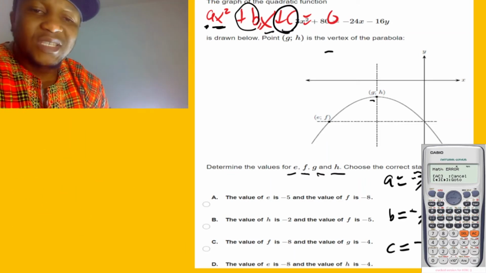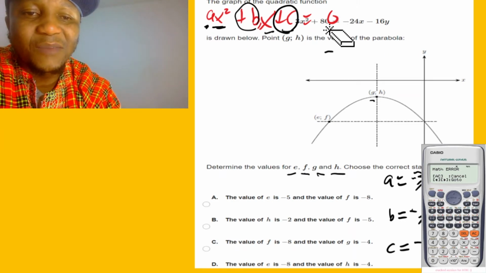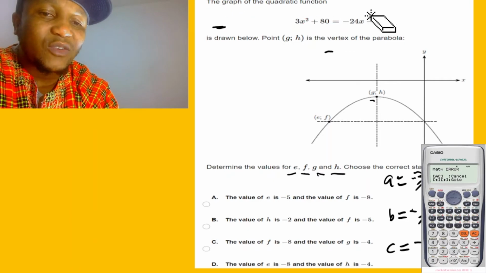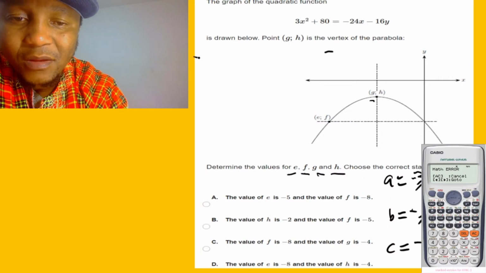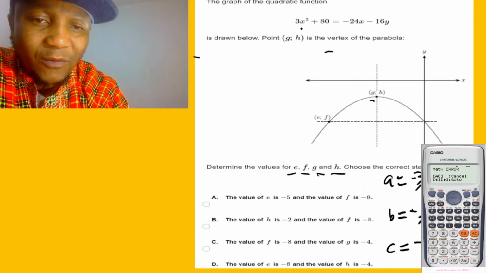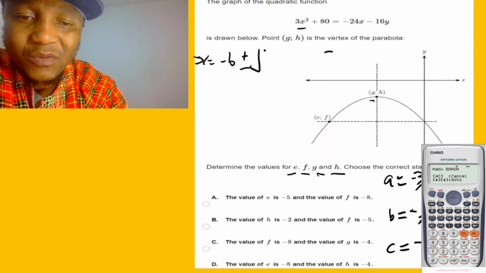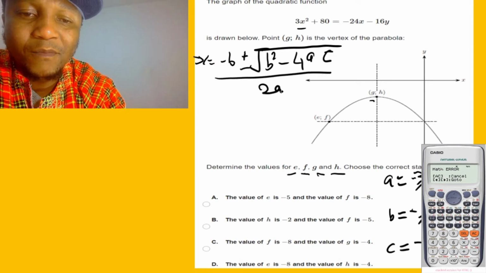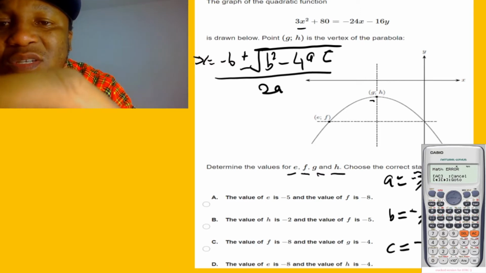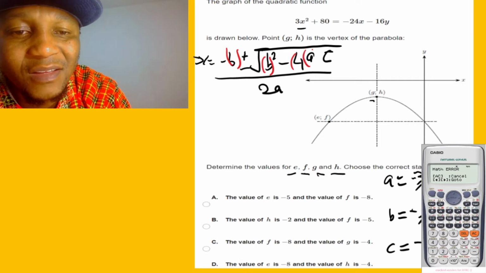Where are we going to substitute these? We're going to substitute them in the general equation of a quadratic. The general formula for quadratic, since we look for the value of x, is x equals -b plus or minus the square root of b squared minus 4ac, over 2a. Now we're going to substitute the values of a, b, and c.